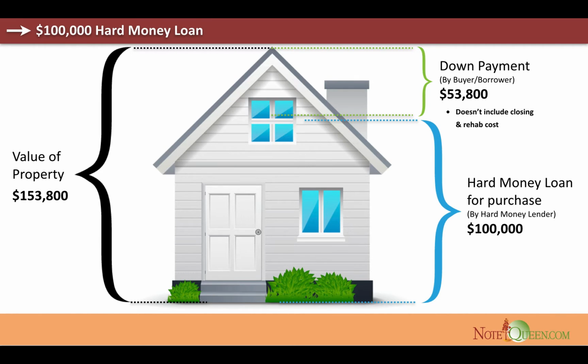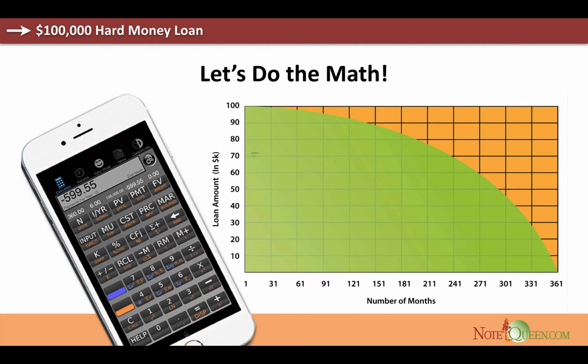And let's just say that I'm just charging 10%. That's a very fair rate. And let's say it's for a year because they're going to rehab, fix, and flip this thing. And that turns out to $833 a month, interest only. Stop for a second. Let me bring up the financial calculator.